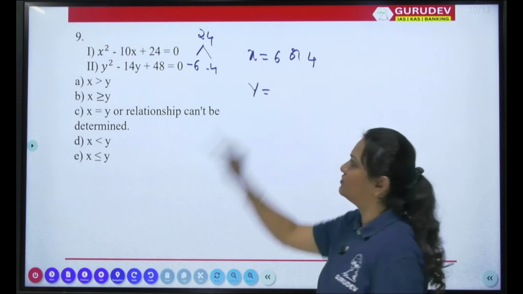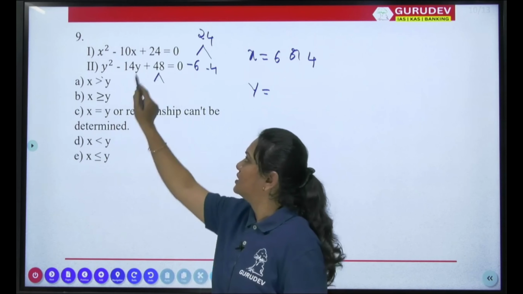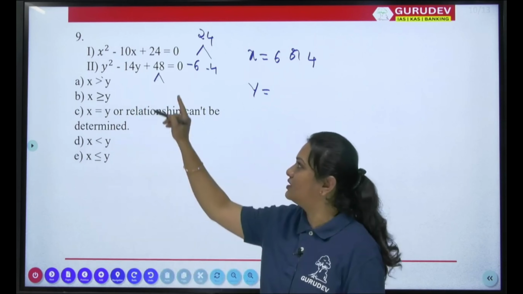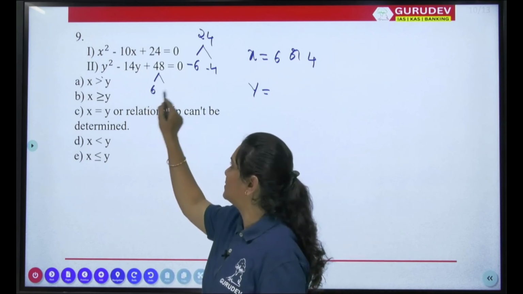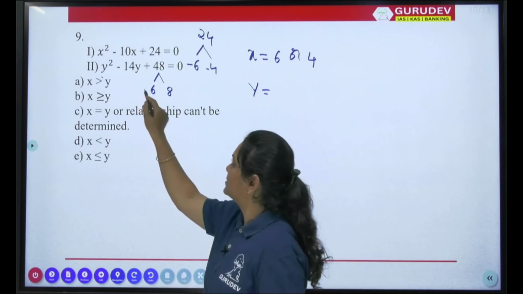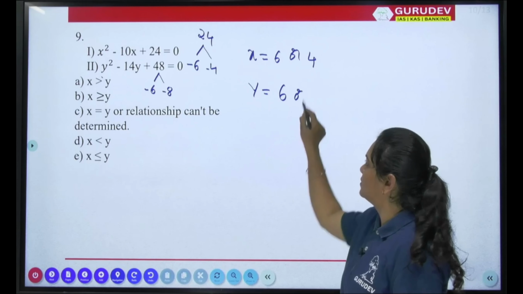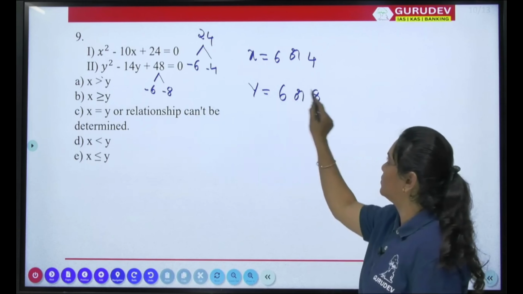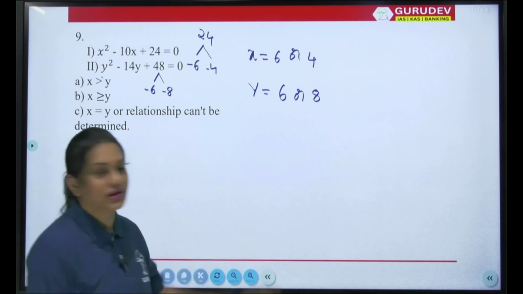We similarly will find the roots of y. So 48 ones are 48. Take the numbers in such a way that you get 14. So it is possible with what? 6 eights are 48, minus 6 minus 8. So finally the roots are 6 or 8. Again see, if you want to do it orally, observe this.